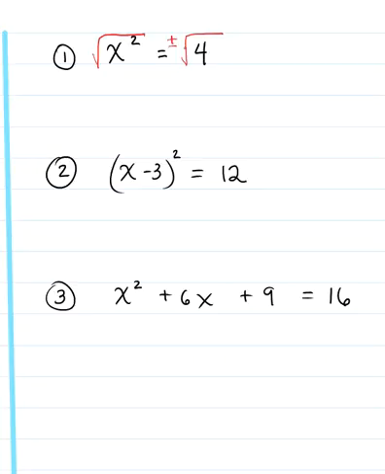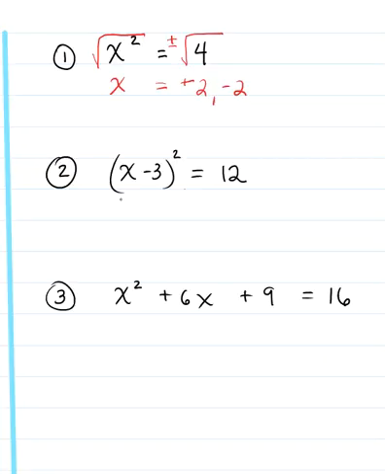the right-hand side there. So the square root of x squared is simply x, and the square root of 4 is 2, so we get two solutions here. One of them is positive 2, and the other is negative 2. Or you could write that as plus or minus 2. And sure enough, that works. 2 times 2 is 4, and negative 2 times negative 2 is 4.